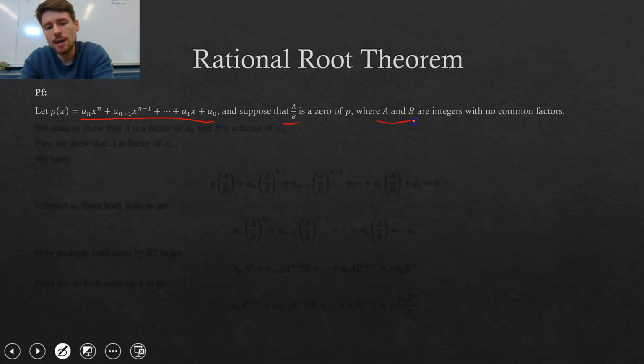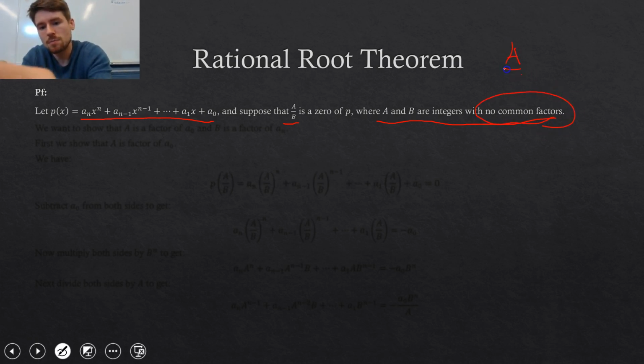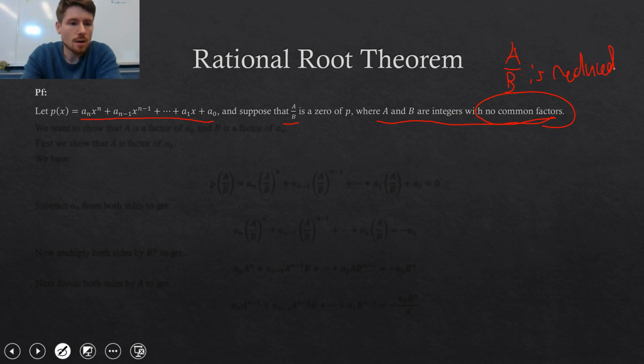And let's go ahead and make sure that our rational number, a over b, has been reduced, which means that there's no common factors between a and b. You can always reduce a fraction down to lowest terms. So we'll just go ahead and assume that a over b has been reduced down. And that's what this means. No common factors means a over b is a reduced fraction. You know, like not 2 over 4, 1/2 is the reduced fraction of 2 over 4.